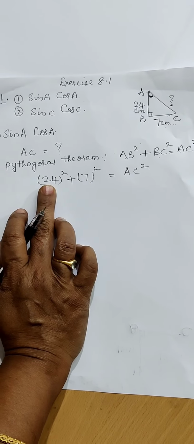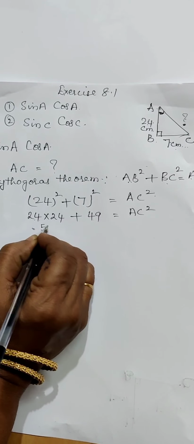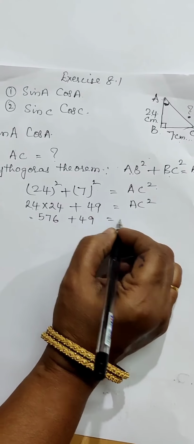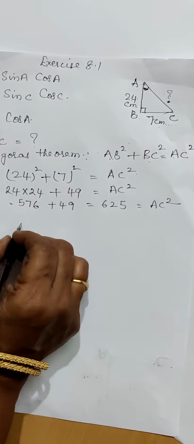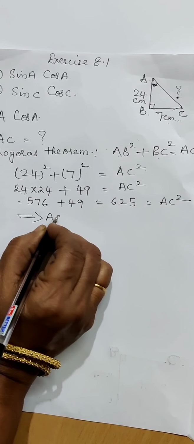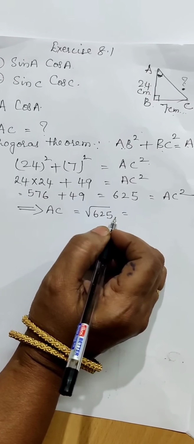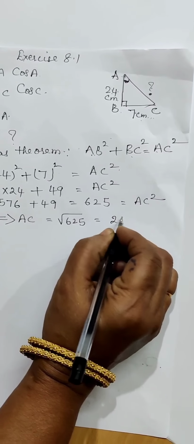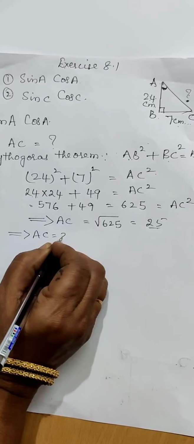What is 24 into 24? 576 plus 49 is equal to 625, is equal to AC square. So this implies AC is equal to square root of 625. What is the square root of 625? That is 25. So hypotenuse AC is 25.